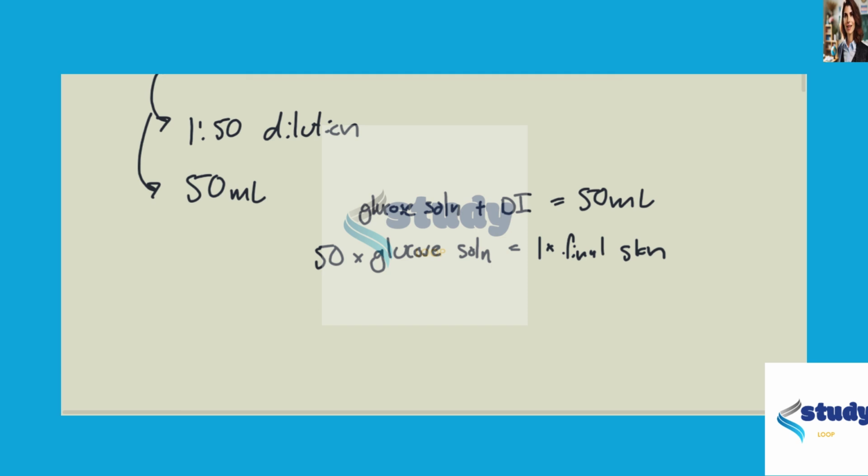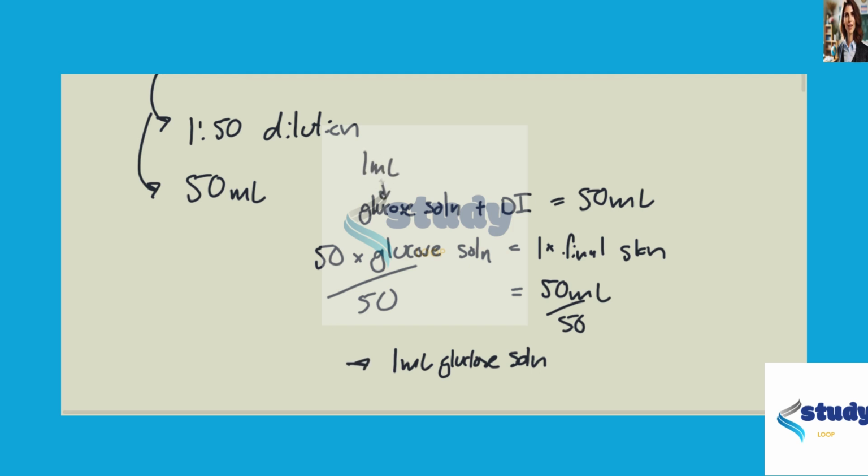I think it'll help if I point out that we also know that our final solution has to be 50 mils, right? So that's like saying that if we divide both sides of this by 50, we need 1 mil of our glucose solution to go into our final solution. And if this is 1 mil, that means this must be 49 mils. Okay, so then we've got basically the recipe for how we're going to make this dilution.